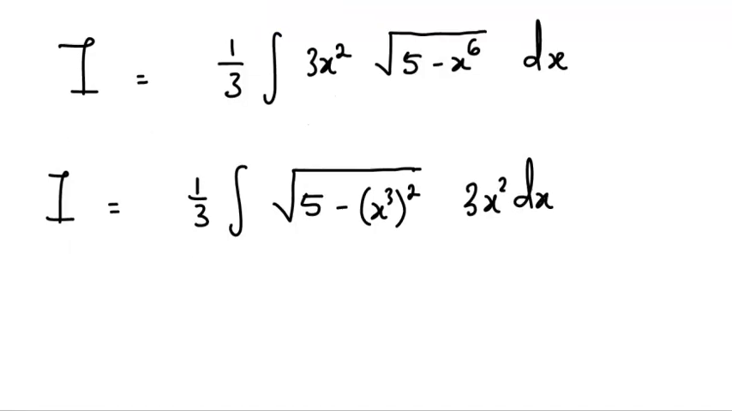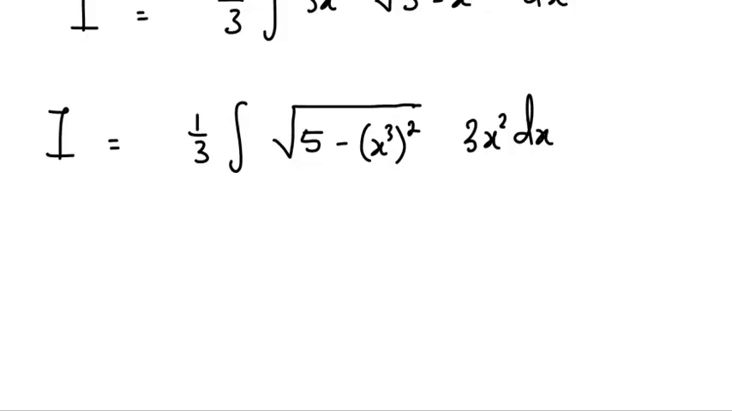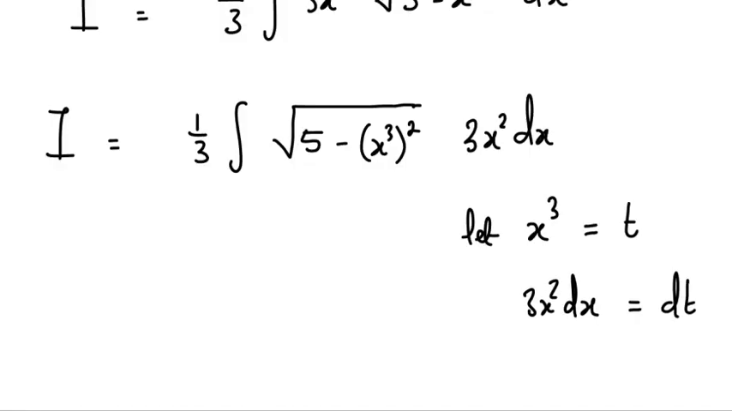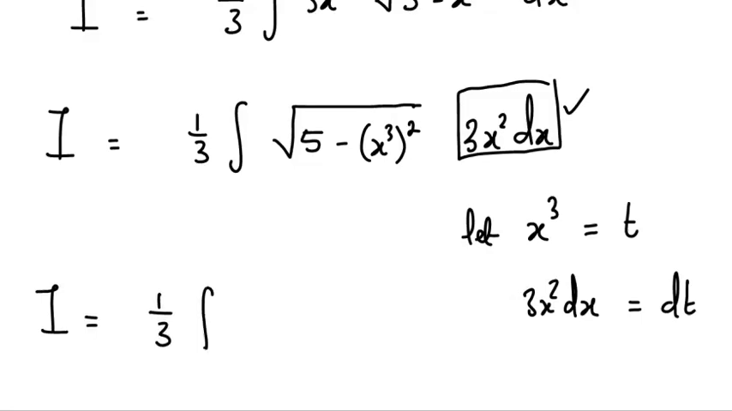Now let us make the following substitution. We're going to let x cubed equal the variable t. Now differentiate both sides, we get 3x squared dx equal to just dt, and we have exactly 3x squared dx here. So this is really cool. So our I is going to be equal to 1 by 3 multiplied by the integral of the square root of 5 minus t squared, and then dt.